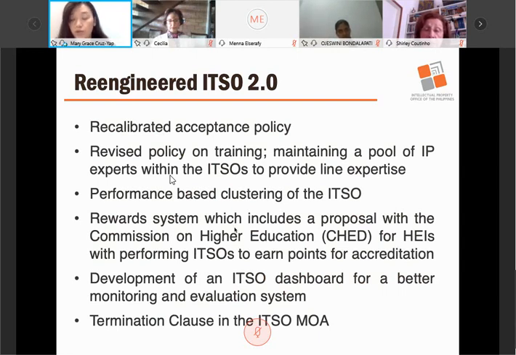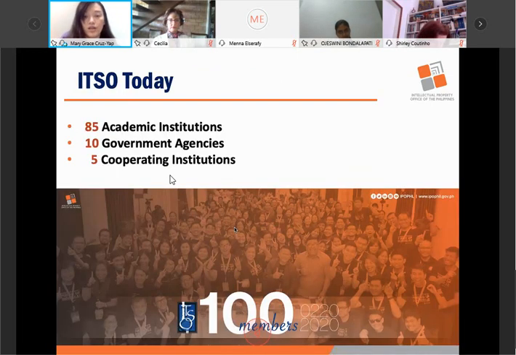Because we would really want to put our effort on helping them be strong with their technologies and be strong with their push for technology, jumping from their research paper all the way to the community for that to be utilized and commercialized. So that is the engineering of the ITSO under the ITSO 2.0.